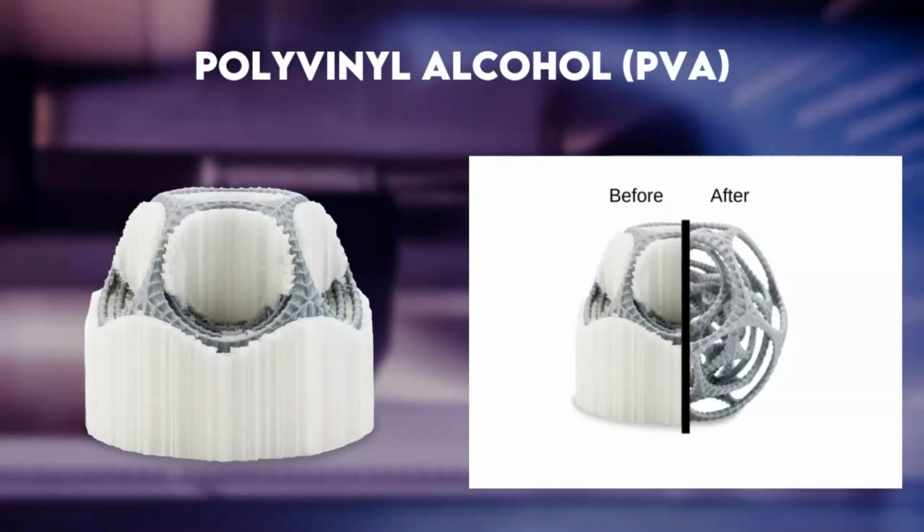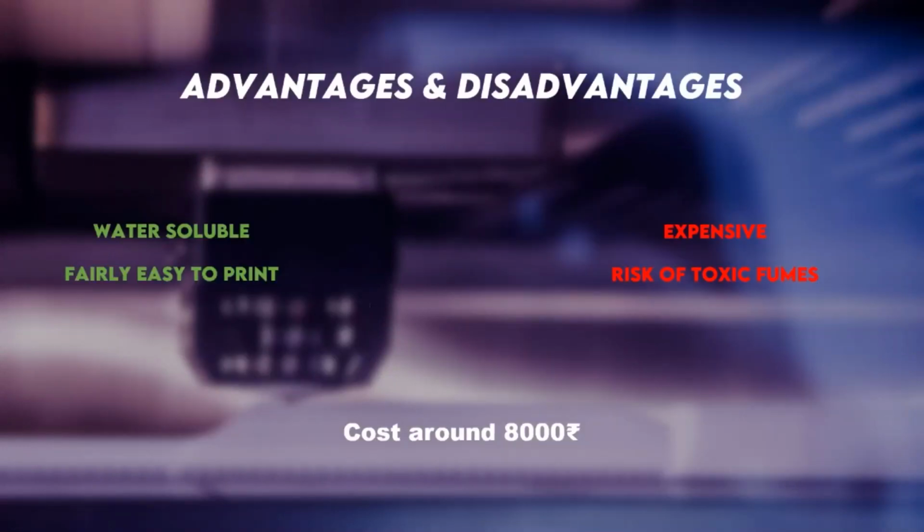Okay, so let's see the advantages and disadvantages. See, PVA is easier to print and it is water soluble. So that's why we can use it in our support structures. The disadvantage is the risk of toxic fumes. It's an unpleasant fume. And the thing that stands out is it's expensive. It's much more expensive when compared to PLA or ABS, which are the most common filaments.